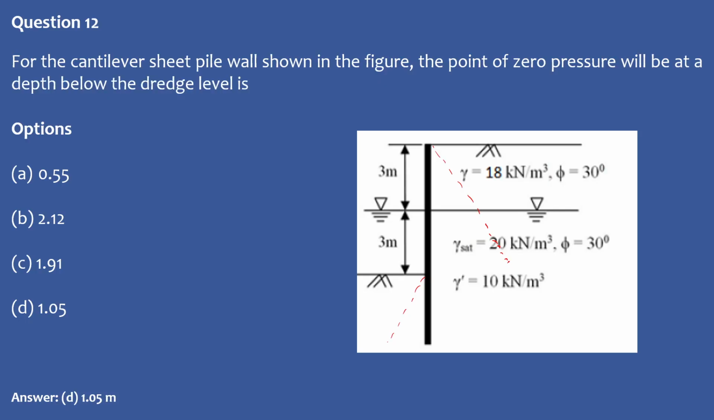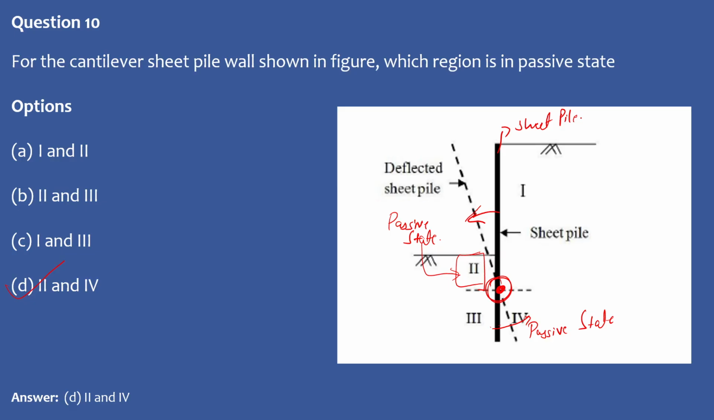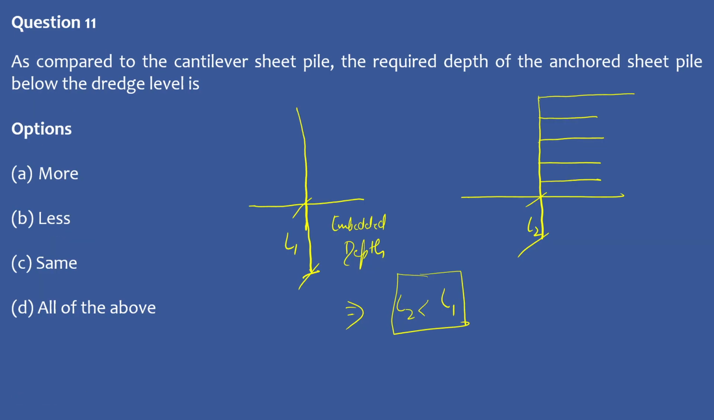It's 3 meter, 3 meter, 3 meter. The point of zero pressure will be at a depth below the dredge level. So if we see, this is the point of zero pressure.